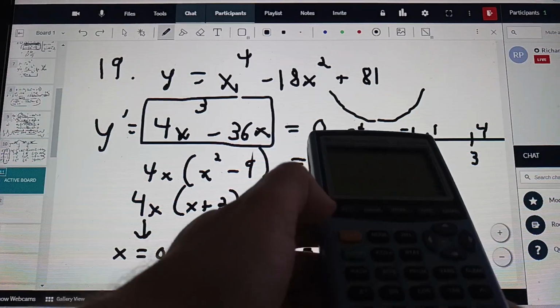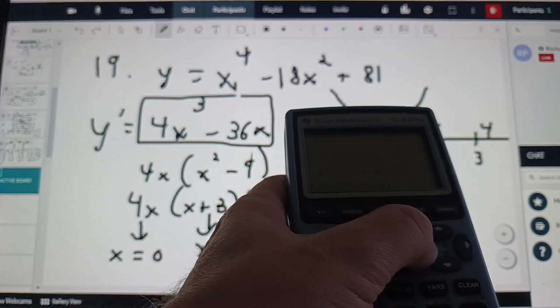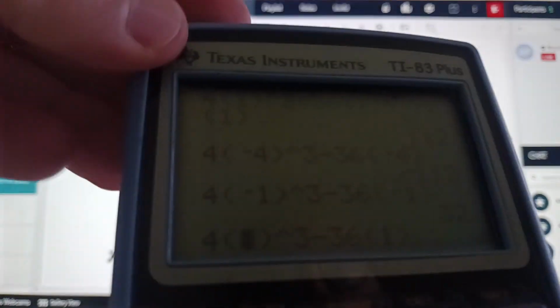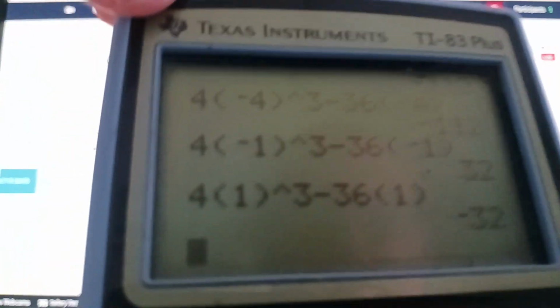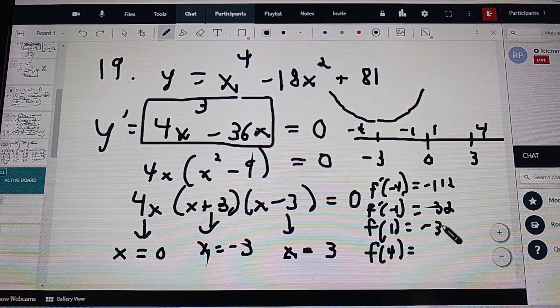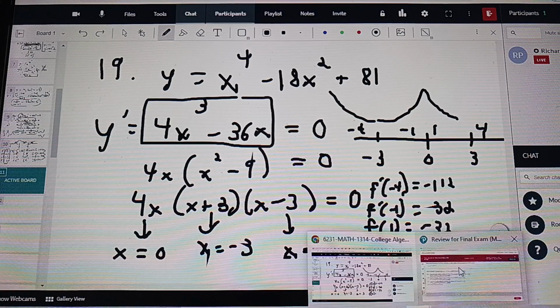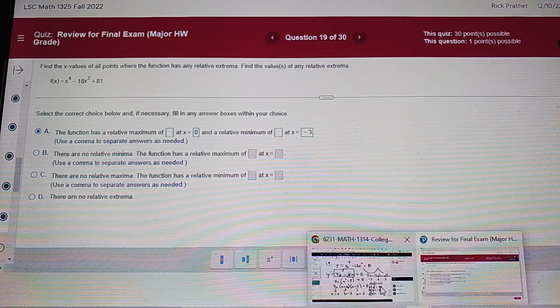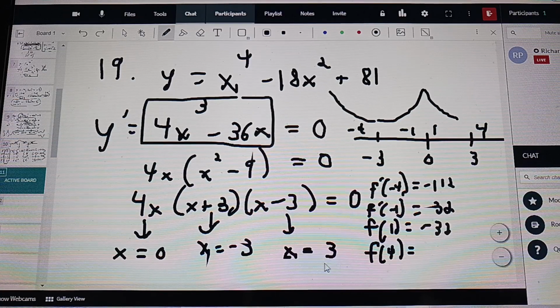Okay, so next I'm going to plug 1 in by hitting second enter and deleting the negatives so that I just have 1s there. And now the answer switches back to negative. So right there, there's a local maximum at 0. So -3 is a local minimum spot, and 0 is a spot where there's a local maximum, relative maximum. Relative and local mean the same thing.